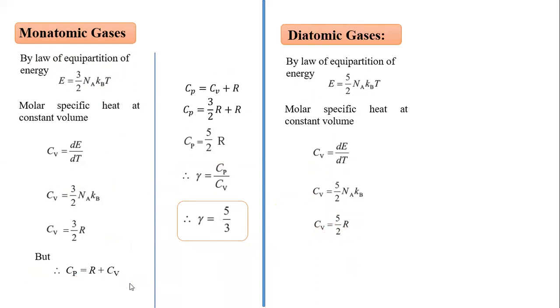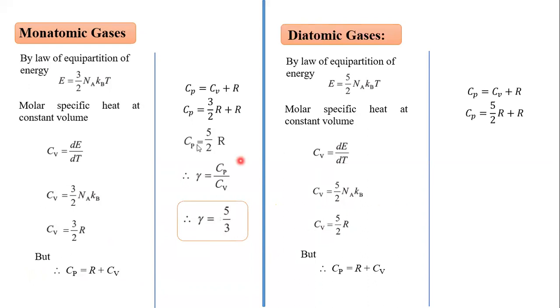Now Cp is equal to R plus Cv, the same equation we used. Now we substitute this value of Cv. So 5 by 2 R plus R is 7 by 2 R, which is Cp. We get Cv, we get Cp. We take the ratio of specific heats, Cp by Cv, and R gets cancelled, 2 gets cancelled, this 7 divided by 5. 7 by 5 is the ratio of specific heats for a diatomic gas.